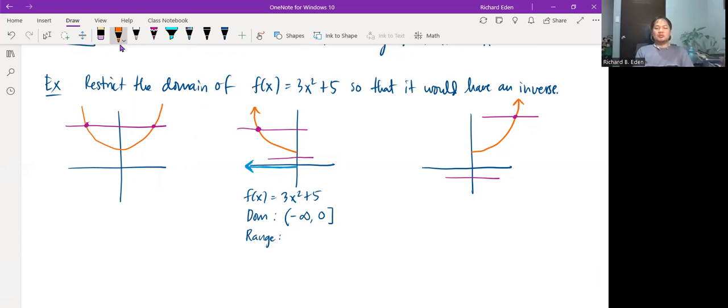Okay, so it's like this. The domain is from negative infinity up to zero. So I drew the blue arrow to represent its domain on the x-axis. I meant to include zero, but when I was talking about zero, I was thinking of this point, the origin. So now, what's the range? This time, think of the shadow on the y-axis. Yes, it's from 5 to infinity. So that's the range. 5 going to infinity.